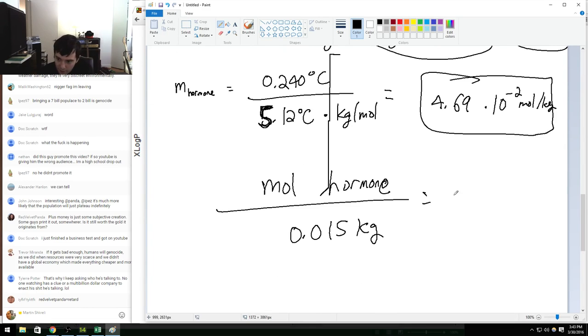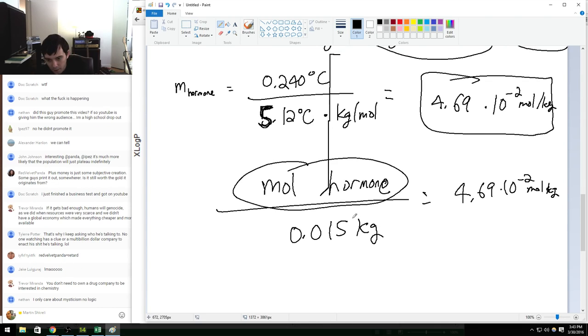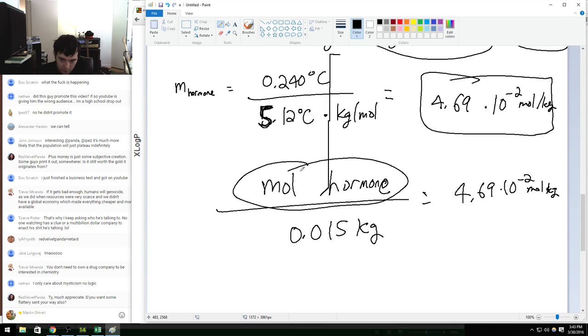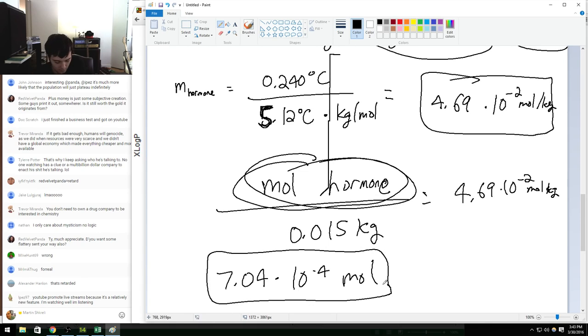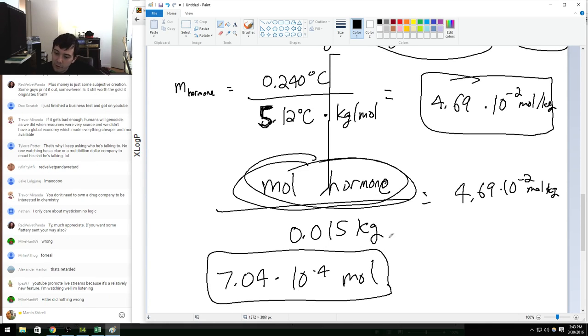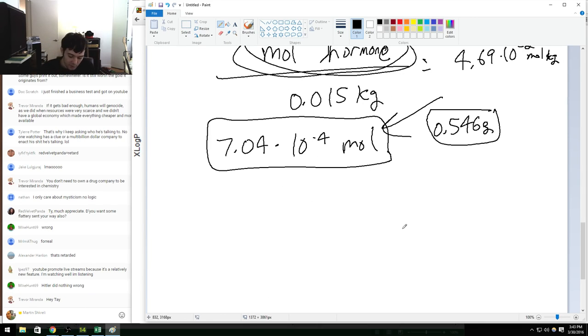And we know that the molality is equal to 4.69 times 10 to the negative second moles per kilogram. So if we multiply both sides by 0.015, we can determine that the moles of hormone that we've got is 7.014 times 10 to the negative fourth. That's how many moles we've got. Okay, now how do we get the molecular weight? Well, we know that we put in 0.546 grams of this hormone, and that got us that many moles, less than 1 mole.